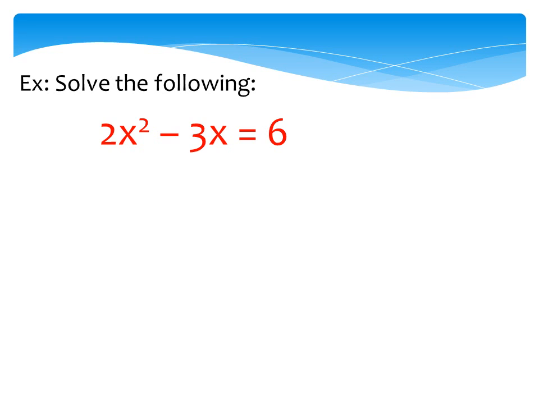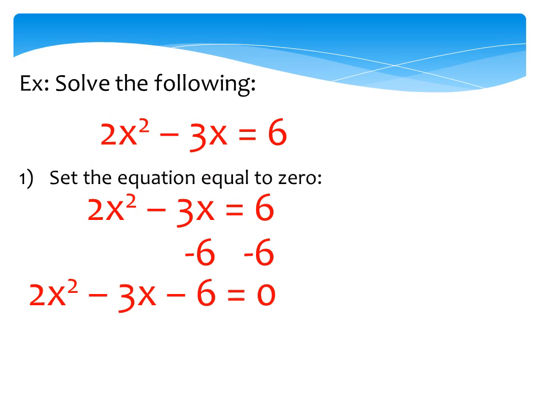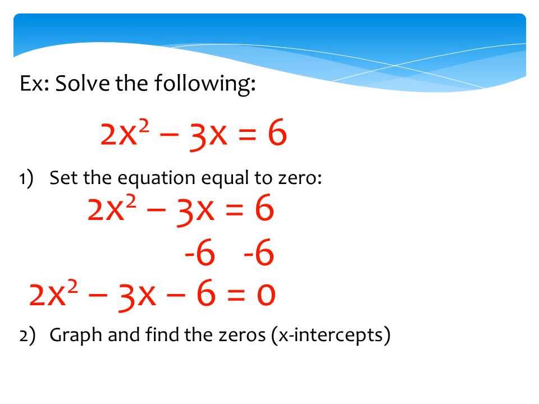So let's take a look at this example. Here we have 2x squared minus 3x equals 6. The first step in solving a quadratic equation is to set it equal to 0. Notice how we have positive 6 on the right-hand side. To move this to the other side, we need to subtract it from both sides. By subtracting it, we get 2x squared minus 3x minus 6 on the left-hand side, and we get equals 0 on the right-hand side. Once we set it equal to 0, the next step is to graph it and find these zeros.